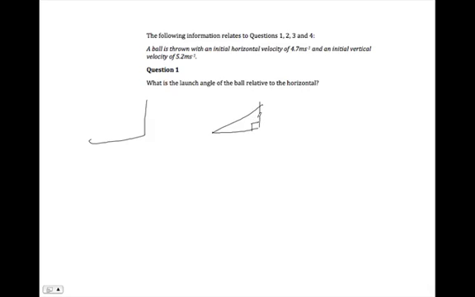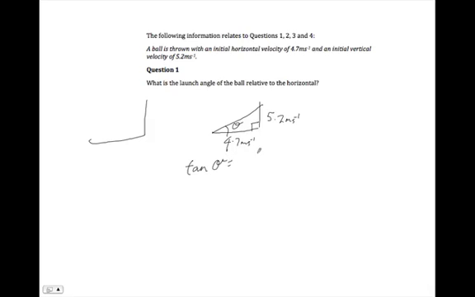That's supposed to be a right angle triangle. Horizontal velocity is 4.7 meters per second. Vertical velocity 5.2. Right, so this is our vector diagram of velocity vectors. And relative to the horizontal, that's our angle in here. So we don't have any hypotenuse, so we have to use tan.